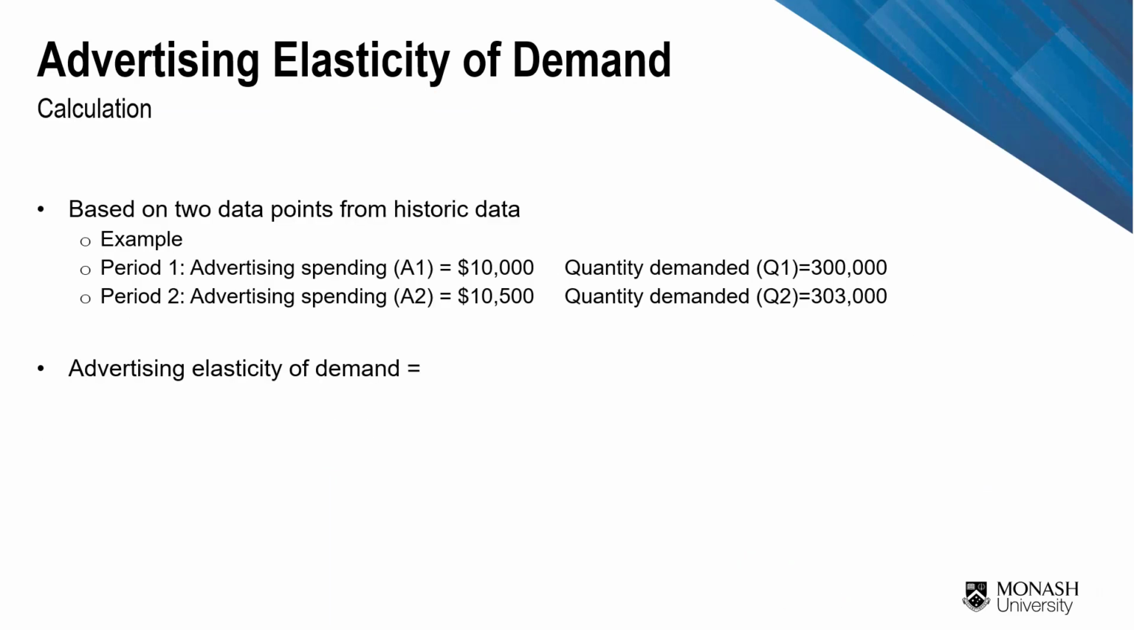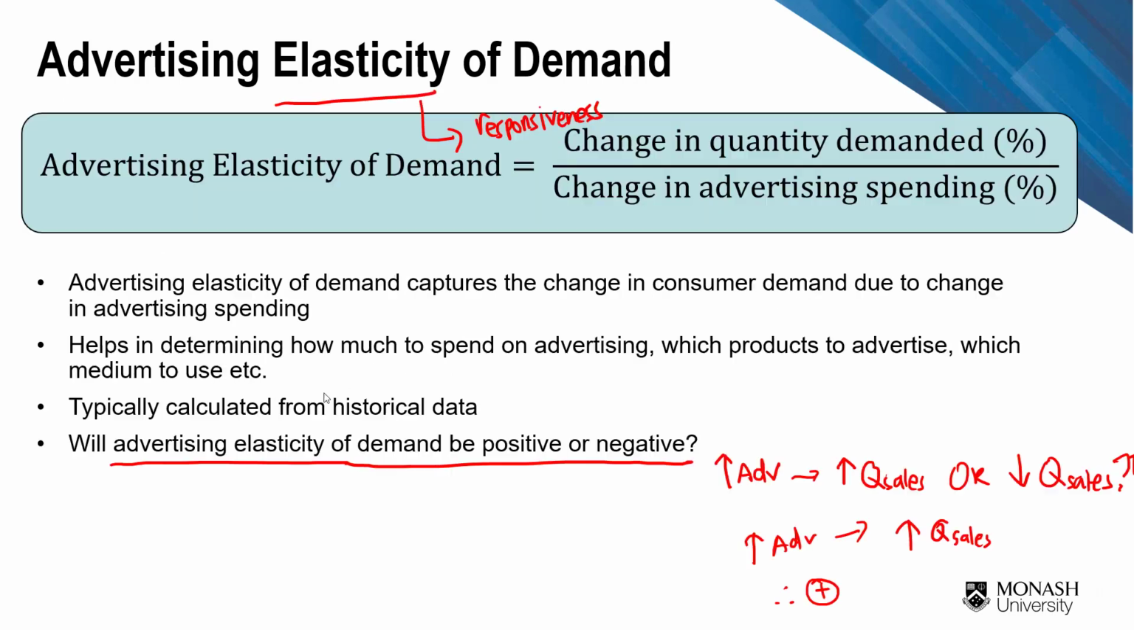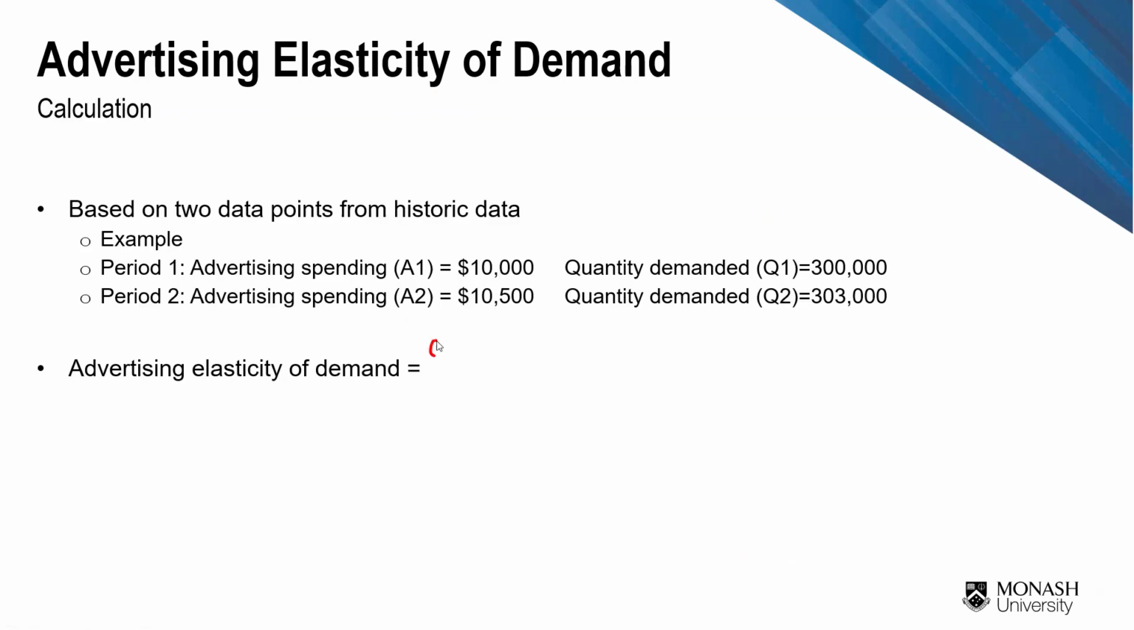So let me show you an example of how you would calculate elasticity of demand for advertising. Suppose that in period number 1, you have $10,000 and you increase your advertising budget by $500. This will translate from 300,000 of sales into 303,000 of sales. How would you calculate your advertising elasticity of demand? If we look at the previous formula, it is the change in quantity demanded divided by the change in advertising spending. So let me write here first: change in quantity demanded, in percentage, divided by change in advertising spending, also in percentage.